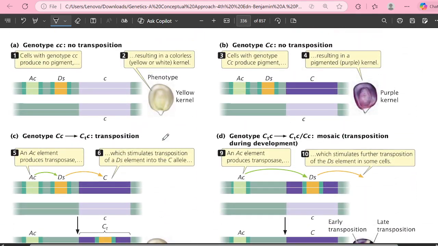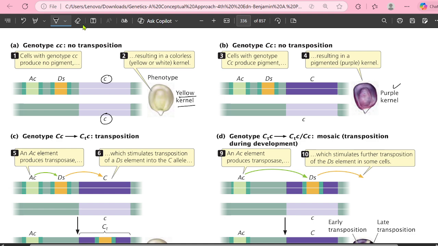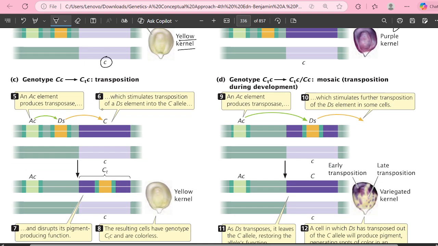Here the diagram has also been clearly explained. So suppose this is your normal kind of phenotype wherein you have small c and small c. In this condition, no matter what, always the yellow kernel will be produced because here you have small c, small c. Now in the case if you have capital C here, the purple kernel will be produced. But this purple pigmentation will not last long because the DS element will then be inserted into the C gene.